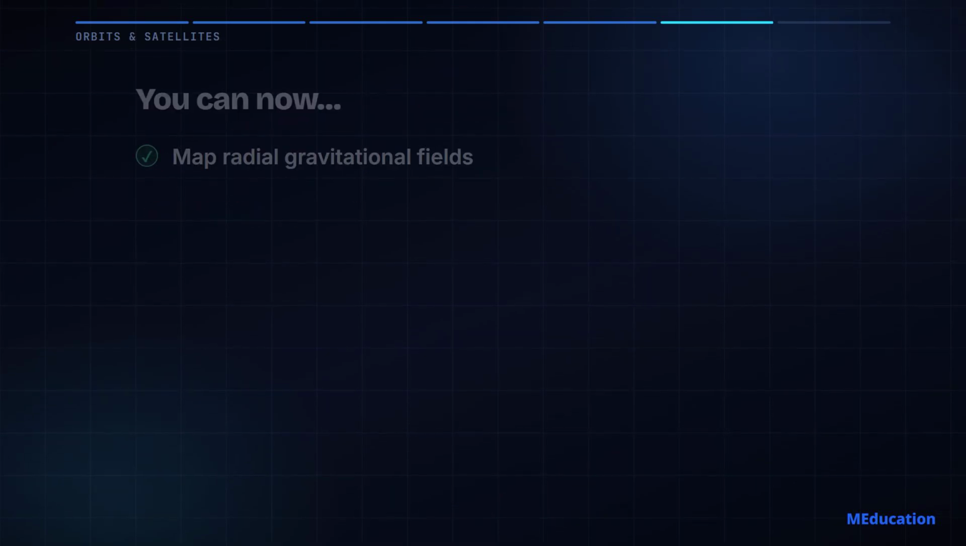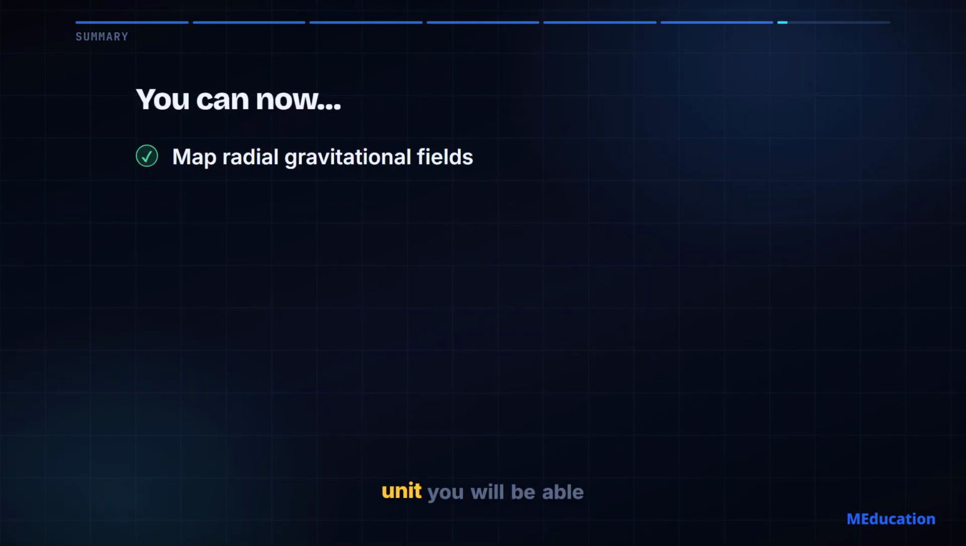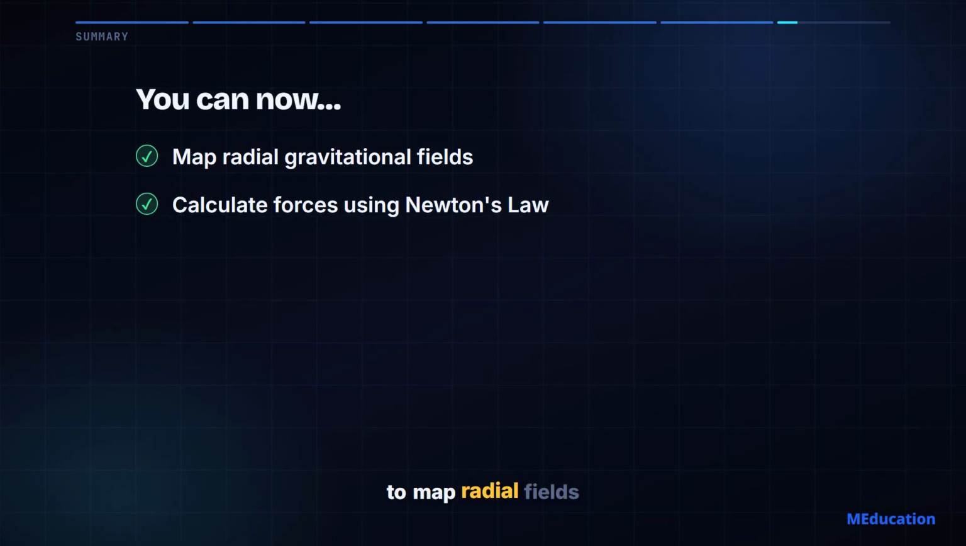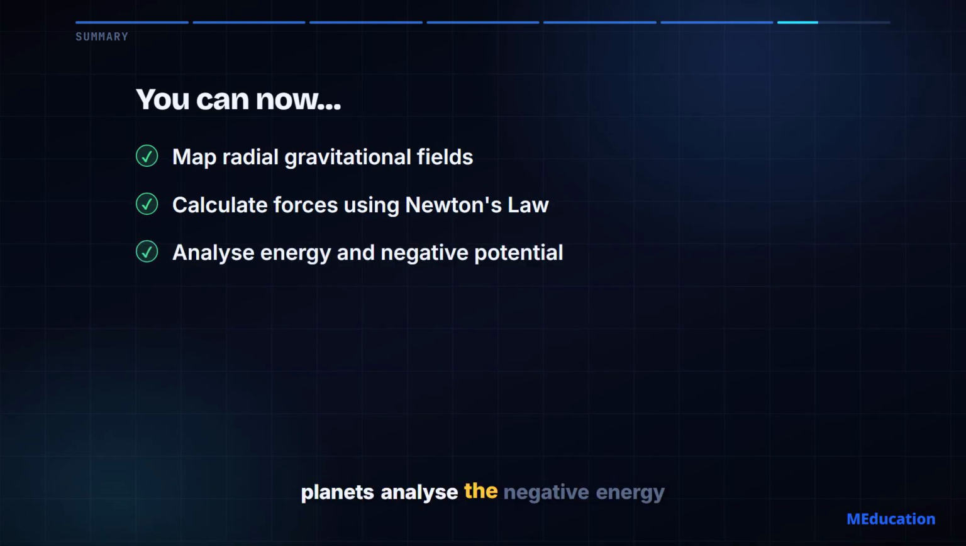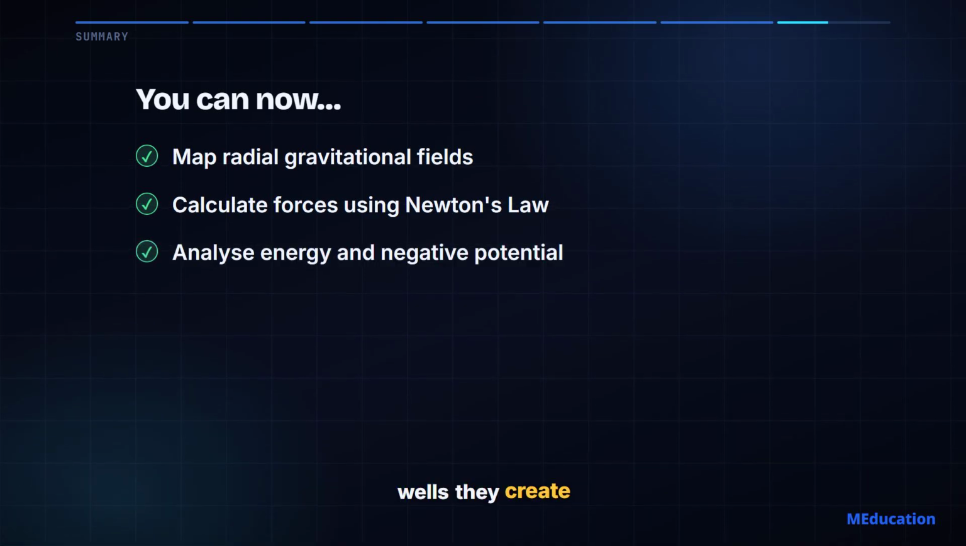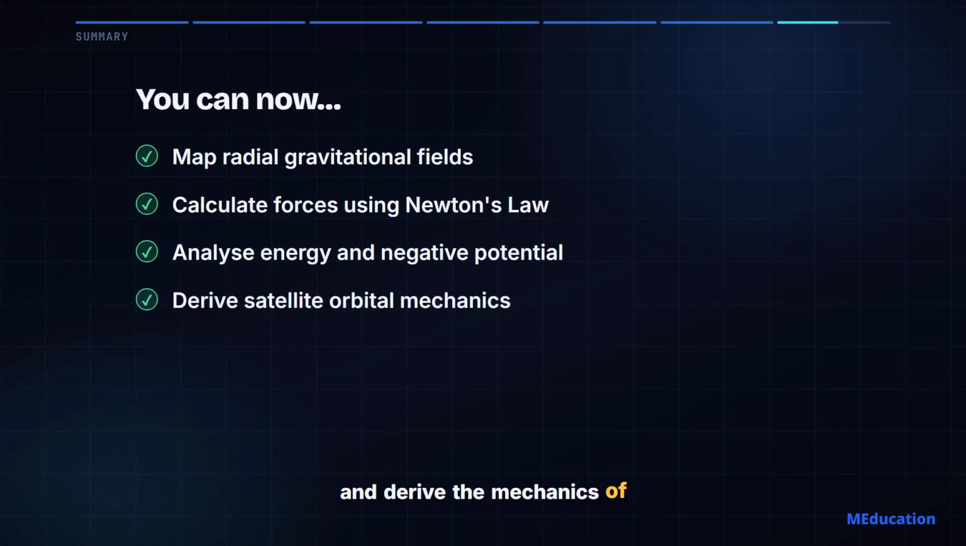By the end of this unit, you will be able to map radial fields, calculate the forces between distant planets, analyze the negative energy wells they create, and derive the mechanics of orbiting satellites. You are building the mathematical architecture of the cosmos. Let us begin.